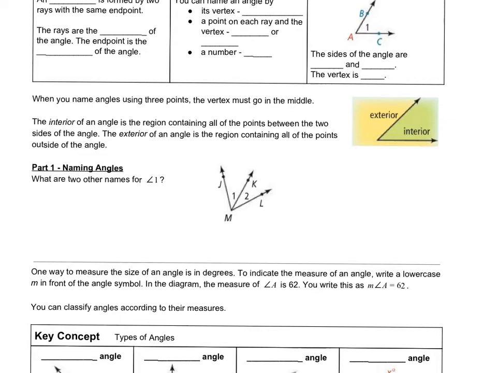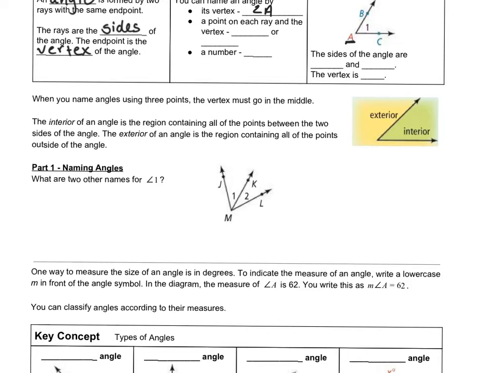Okay. So an angle is formed by two rays with the same endpoint. The rays are the sides of the angle, and the endpoint is the vertex of the angle. Now, we name it by, if you look at the diagram, we have vertex A, so we can name it angle A.